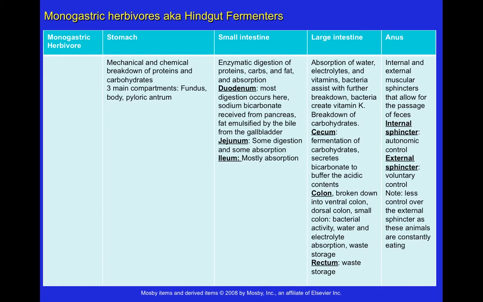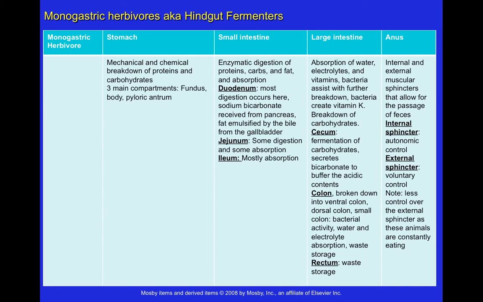Sodium bicarbonate is brought in from the pancreas, and the fats are emulsified by bile from the gallbladder. Just a side note, the gallbladder stores the bile, the liver produces the bile. The jejunum, some digestion and some absorption. Ileum is mostly absorption. The large intestine, mostly absorption of water, electrolytes, vitamins, and bacteria, and it assists with further breakdown. Again, they get vitamin K from the bacteria.